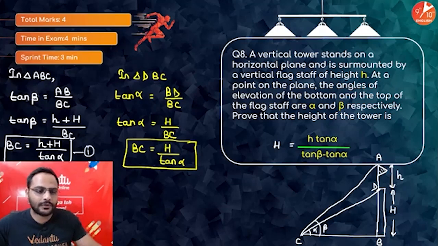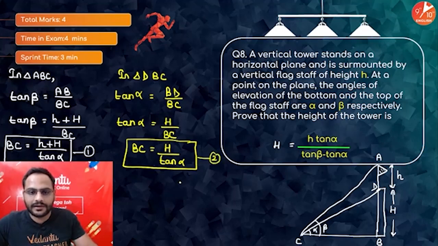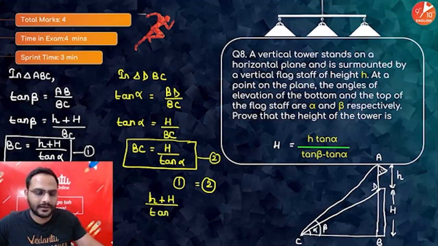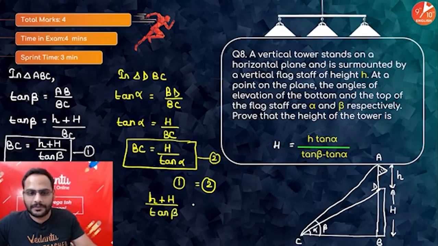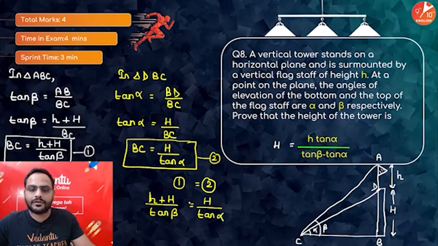Both the equations are representing BC. So equation 1 and equation 2 can be equated because they both represent the same thing. So you'll get small h plus h by tan beta. Wait, here I have written 10, it should be tan beta over here. I know you will be telling me that. So, upon tan beta is equal to capital H upon tan alpha. Cross multiply.